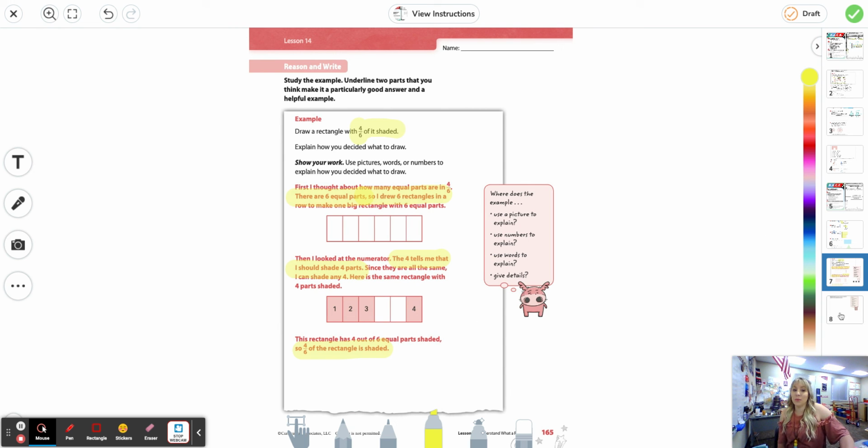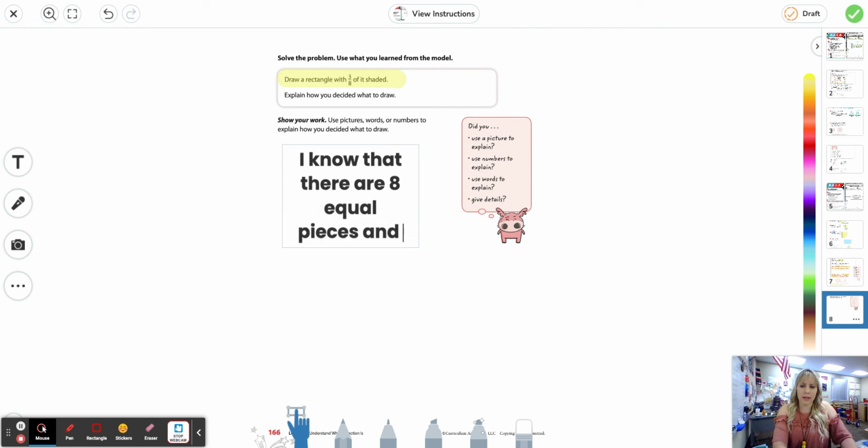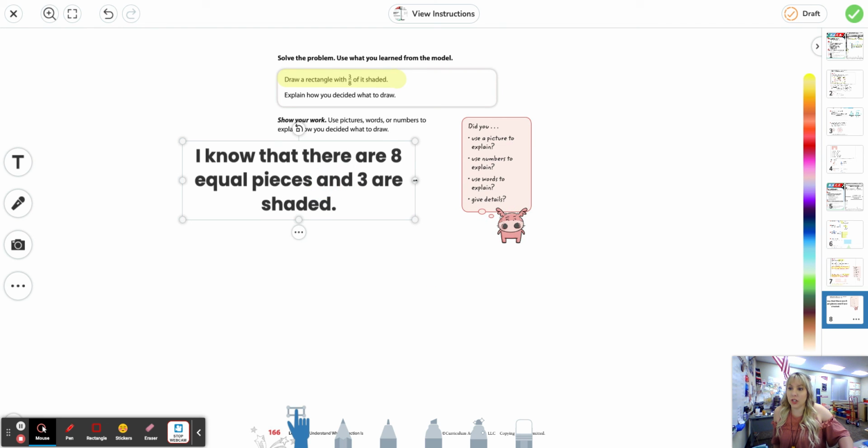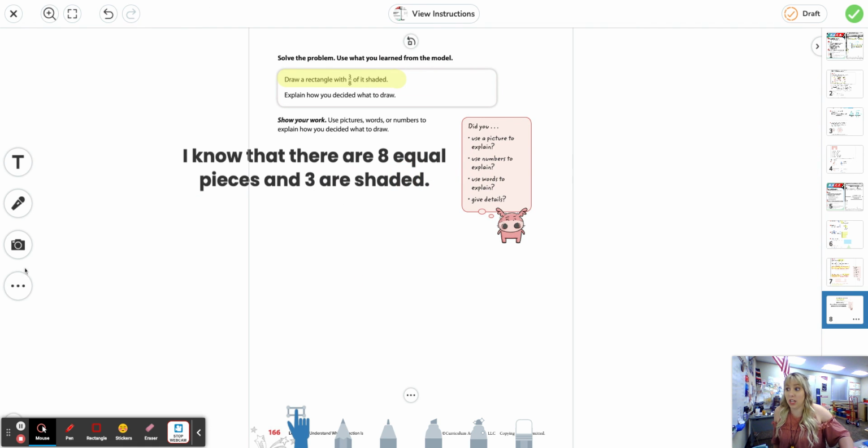This is to show you what you will do on page 8. So on page 8, you need to draw a rectangle with 3/8 of it shaded and explain how you decided what to draw. So I know that there are 8 equal pieces and 3 are shaded. So that's my explanation. What am I going to do? Well, I need a rectangle that has 8 equal parts with 3 of them shaded.